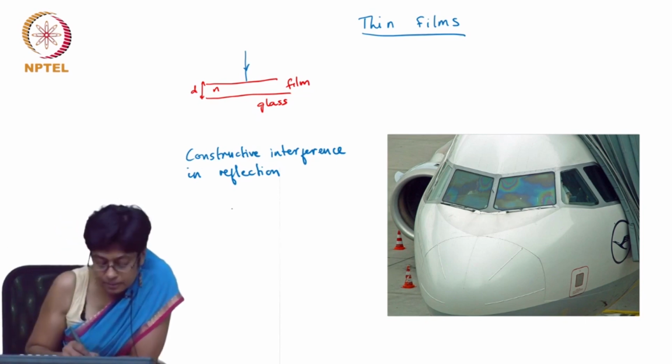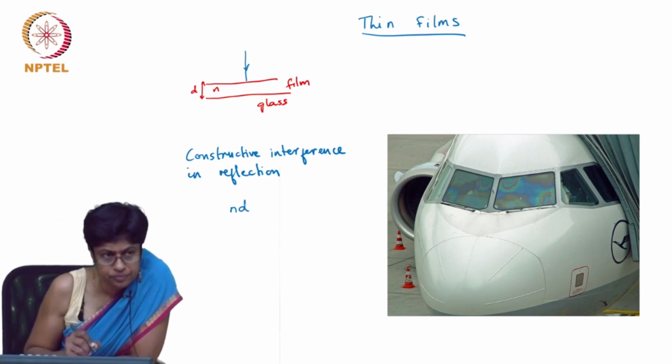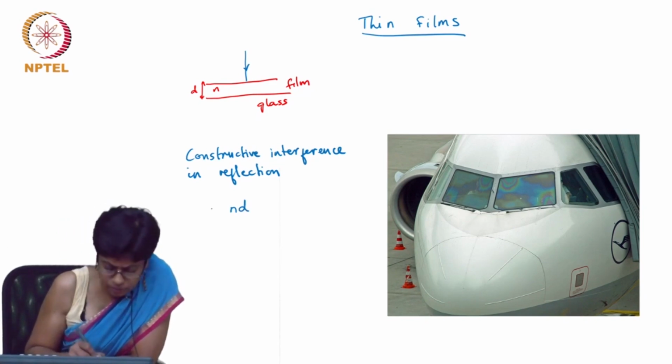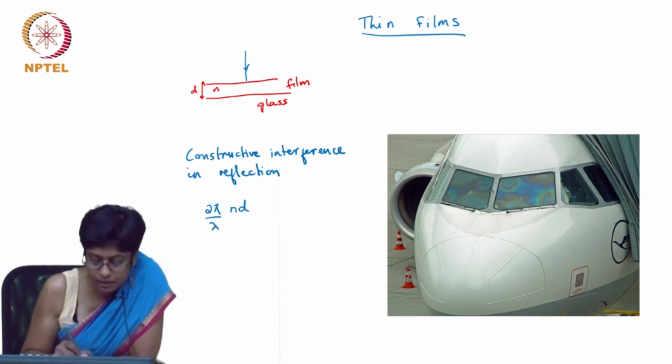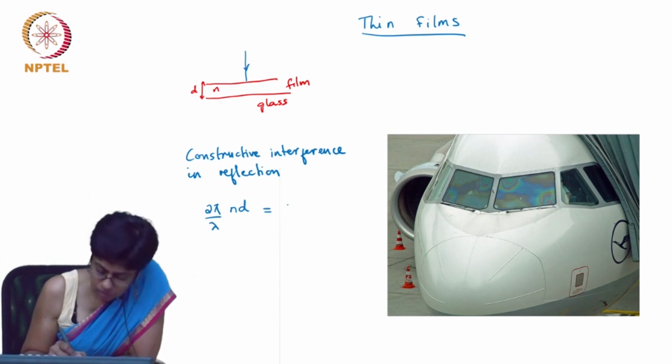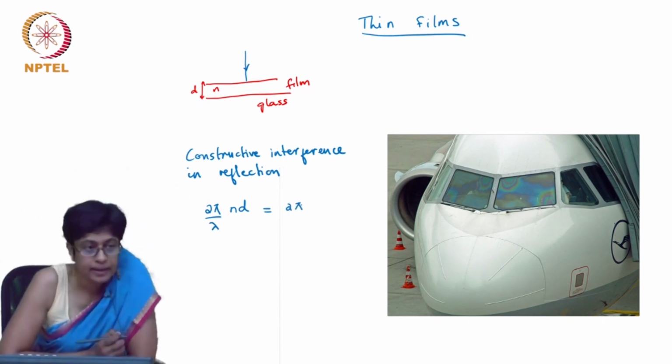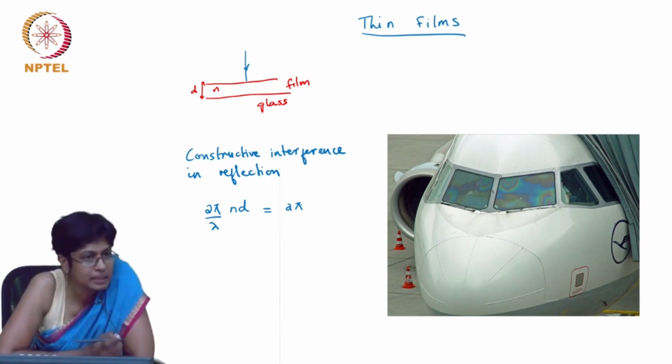Sorry, N times D. Okay, so if I'm going to put it in terms of phase, I'll say 2 pi by lambda is equal to, okay. Now you have to be a little careful here. Why? Because what may happen?